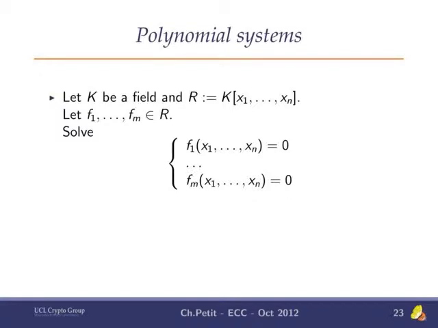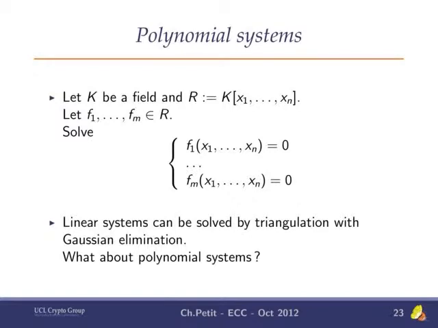Okay, so here is the general problem. We have a finite field K, and consider the ring of polynomials over this field. We have n variables. We have m polynomials over the ring, and we want to solve the corresponding system, meaning we want to find values for the variables xi such that all polynomials are 0. So if the polynomials were linear, then you can use Gaussian elimination. That's easy. But what about polynomial systems?